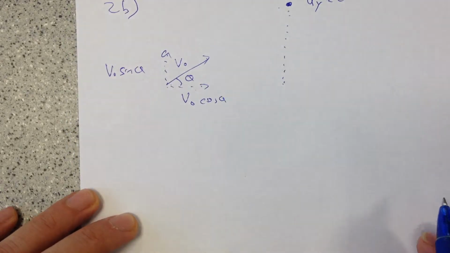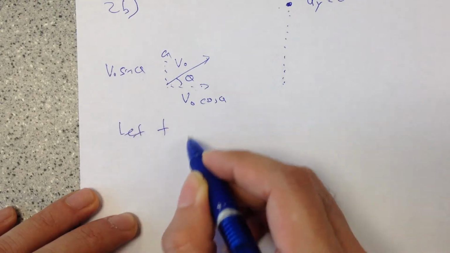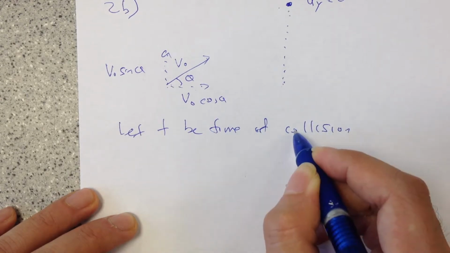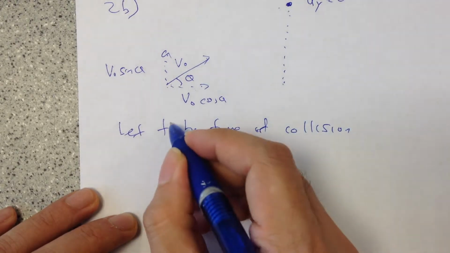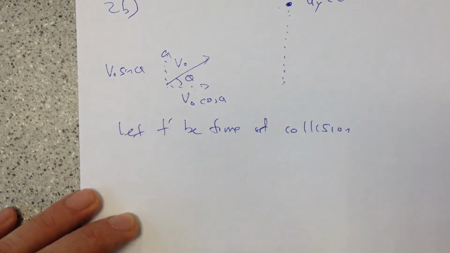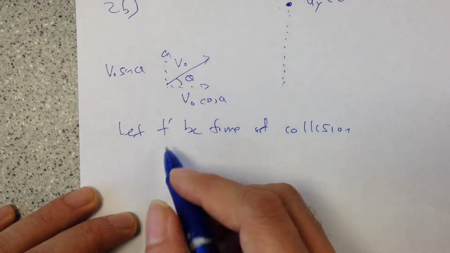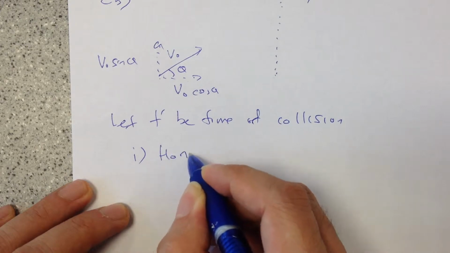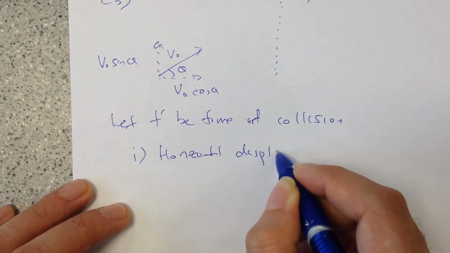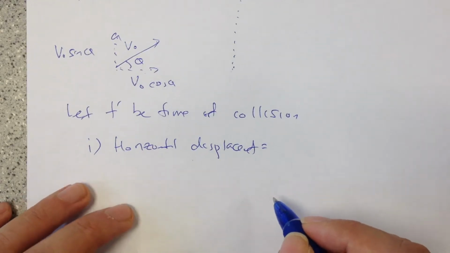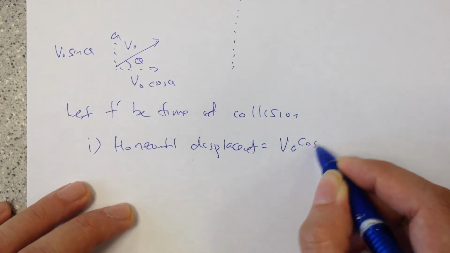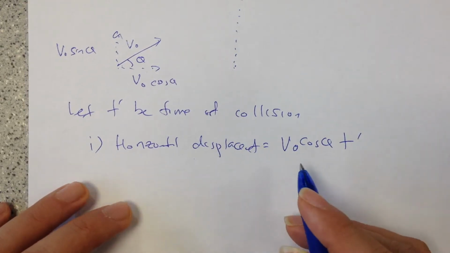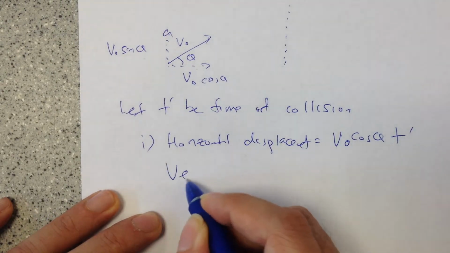First we must define, let t be the time of collision. So let's put it t prime. Okay, so t prime is the time of collision. So in part 1, for the projectile itself, horizontal displacement will be equal to v cosine theta multiplied by t prime, because it's a constant speed horizontally.